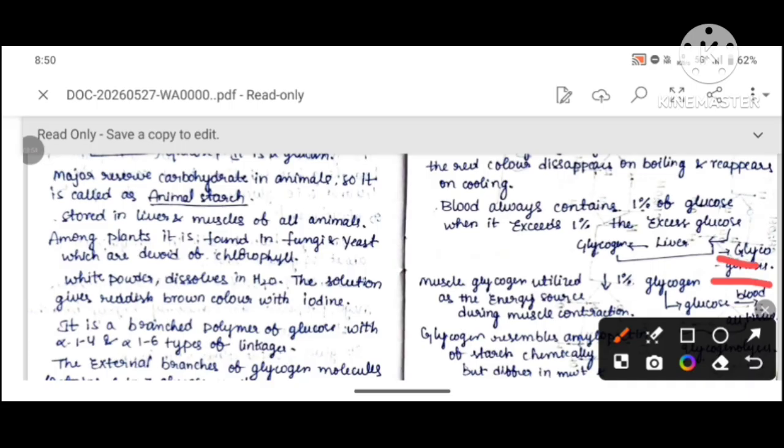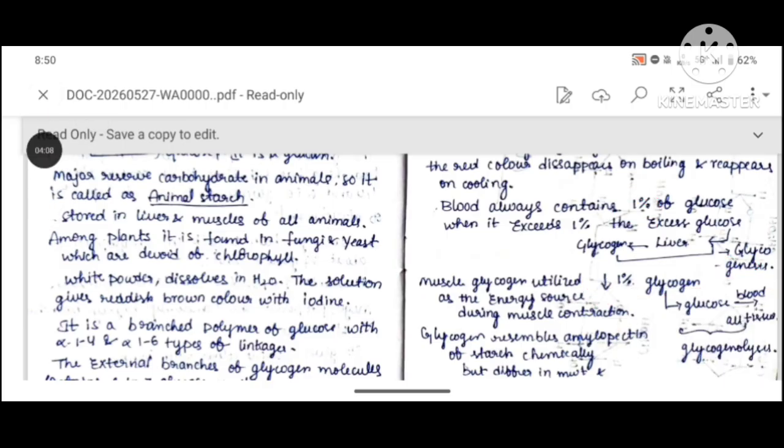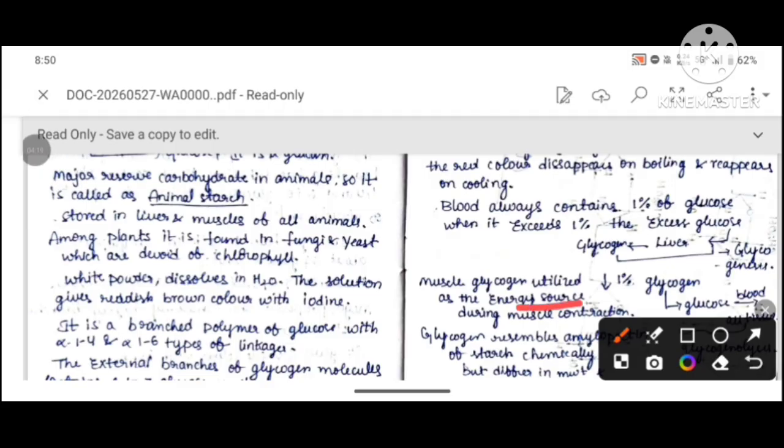When the percentage of glucose falls below 1%, the glycogen is converted into glucose and maintains the blood sugar level through the pathway known as glycogenolysis, in which the glycogen is broken down into glucose. Muscle glycogen is utilized as the energy source during muscle contraction. So the glycogen stored in the muscle is for muscular contraction.